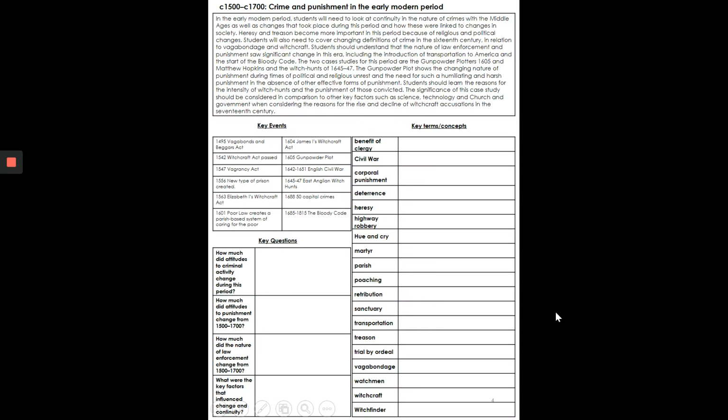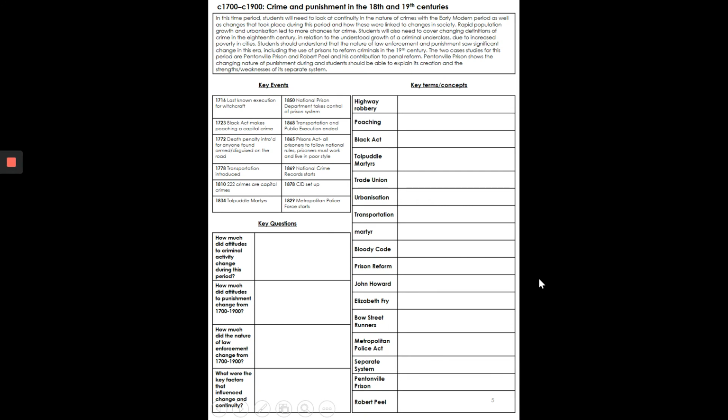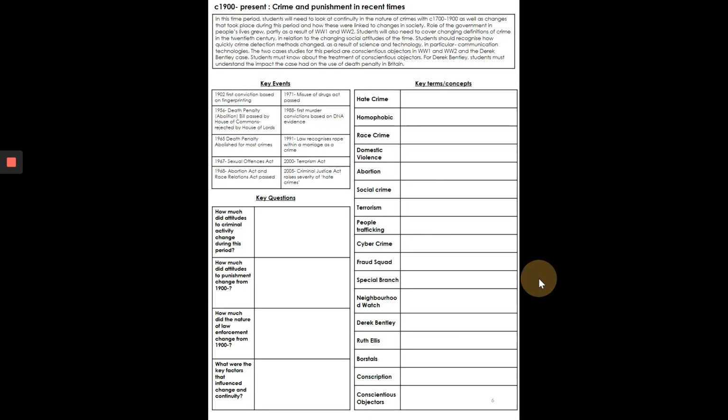You've got one for the early modern period, exactly the same setup, then the 18th and 19th centuries, or the industrial period, and then recent times, modern times. So all set up in the same way.